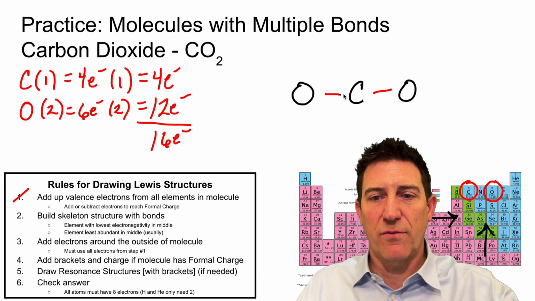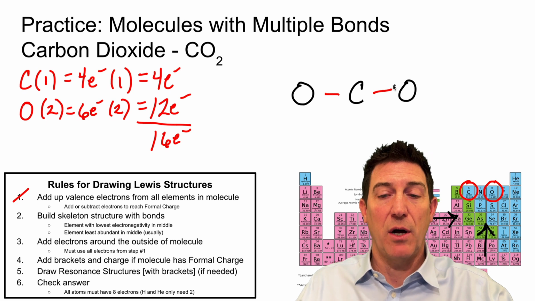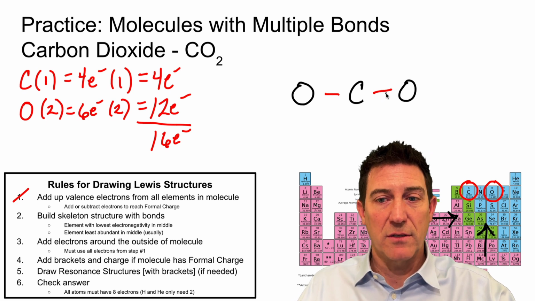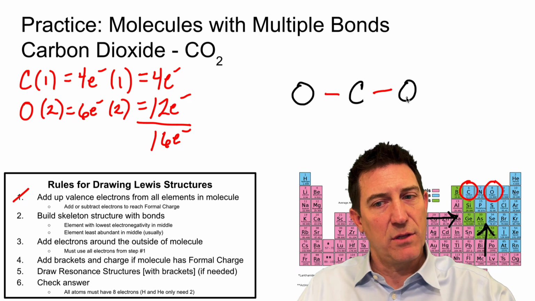I'll put the oxygens over here. Remember, the line represents a covalent bond where they're sharing 2 electrons. That carbon is sharing 2 electrons with this oxygen.